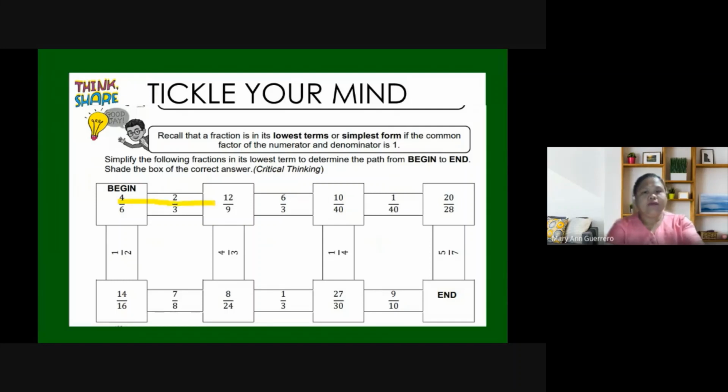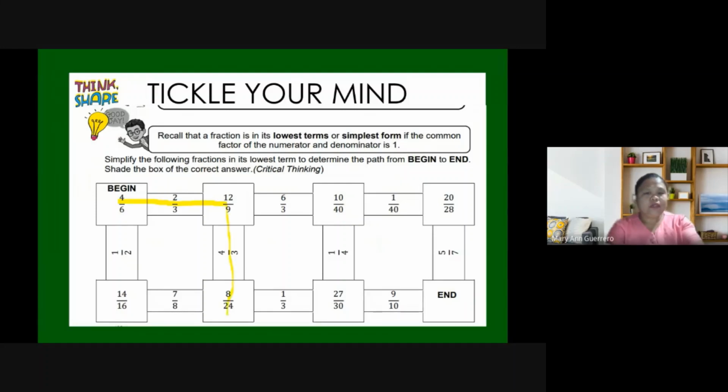Okay. Now we have 12/9. Is it 6/3 or 4/3? So let's see. What is the common factor of 12 and 9? Okay, so that is 3. So 12 divided by 3 is 4. Okay, 9 divided by 3 is 3. So that is 4/3. So 12/9 is 4/3.